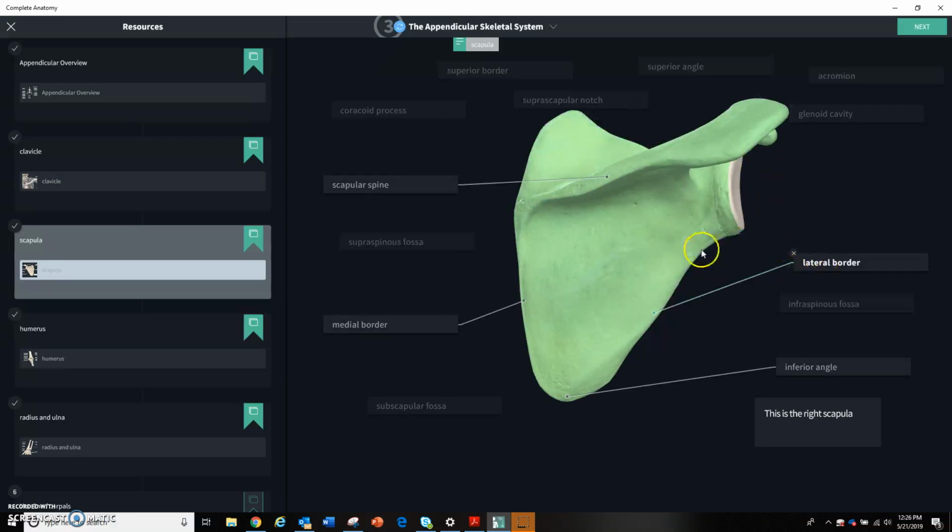The lateral border. This is why you got to know your anatomical position. Okay, here we're looking at someone's back. This would be their right arm. So this is lateral over here. This side's lateral. So this whole edge is the lateral border.